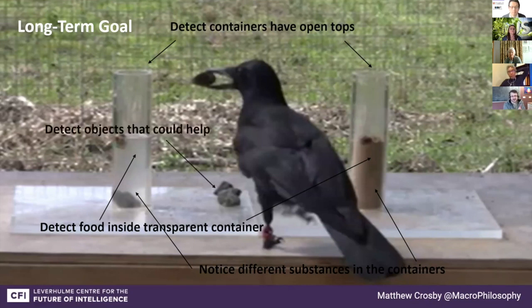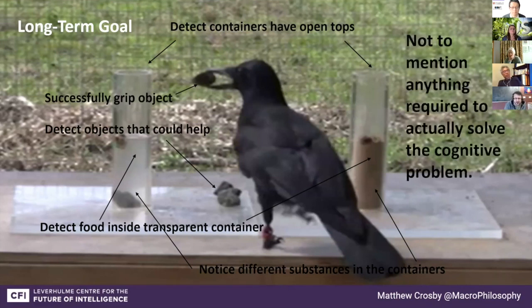You need to detect that there's objects around that could help you to successfully grip these irregularly shaped objects. And you have to do all that before you even solve the cognitive problem, which is understanding water displacement and learning that you can use that to get the food. And we want to solve this in a setting where the robot has never seen this type of problem before. It hasn't been designed just to solve this problem. It's been designed to explore and interact with environments. And then when faced with this problem, it explores around and eventually learns how to solve it. So, an incredibly hard long-term goal.